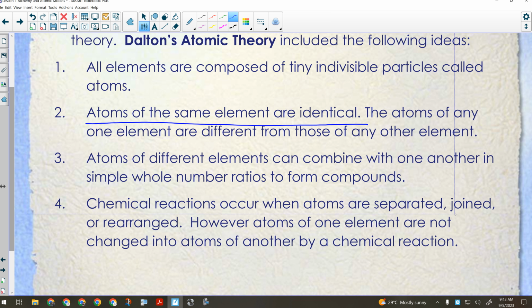So isotopes are not identical to other atoms of the same element. They're a little bit different. So this is essentially true, but not entirely, because of the existence of isotopes.